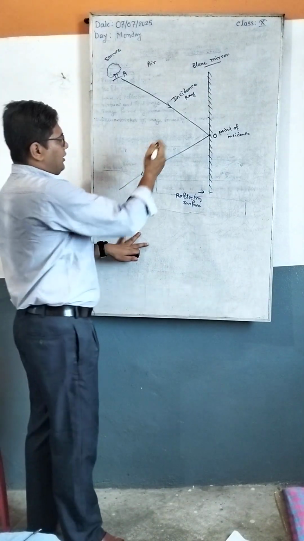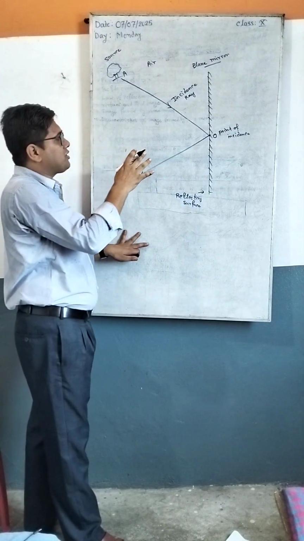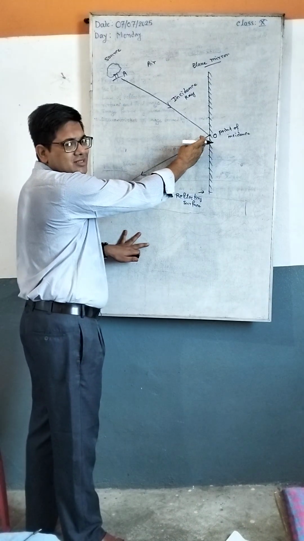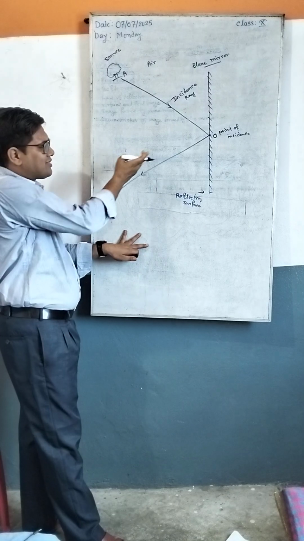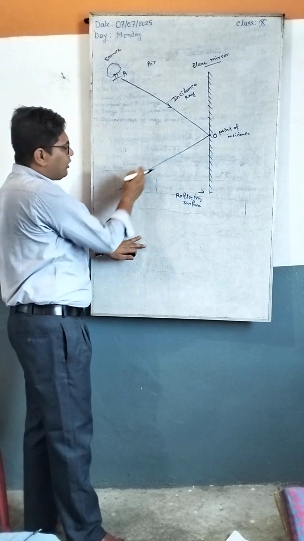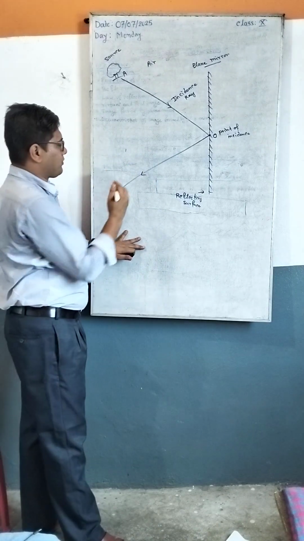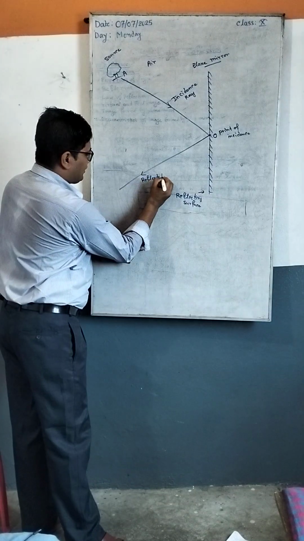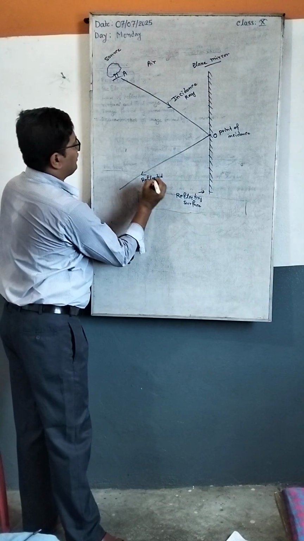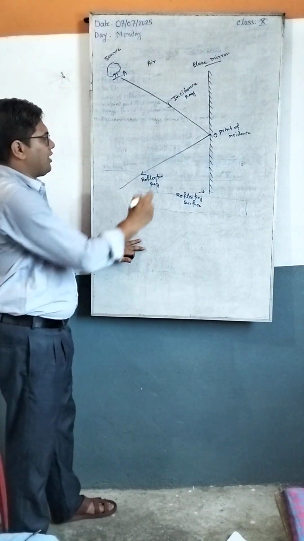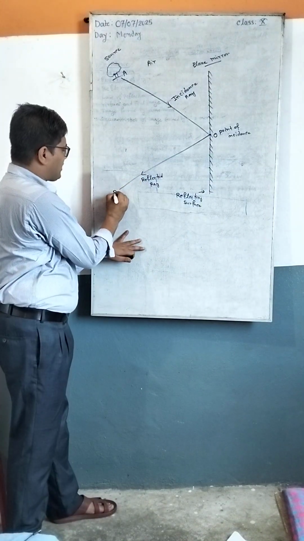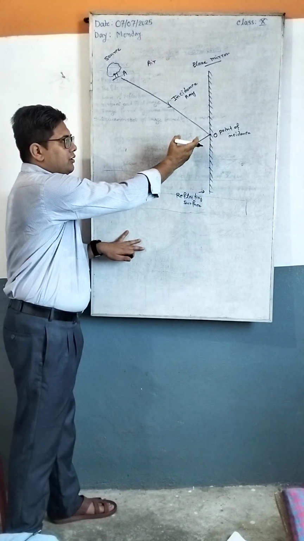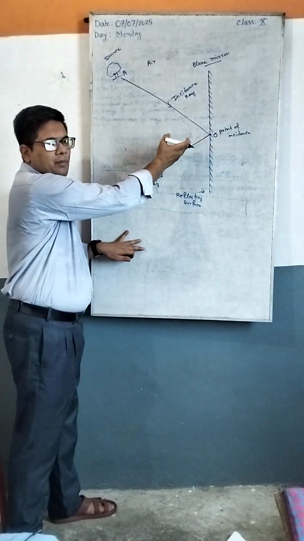Next, I already said reflection is the bouncing back. So when the incident ray strikes, it bounces back in the same medium, and that is called the reflected ray. I represent here OB as the reflected ray. It is the bounce back of the light after striking the plane mirror.